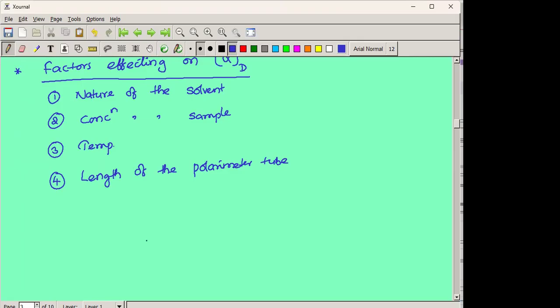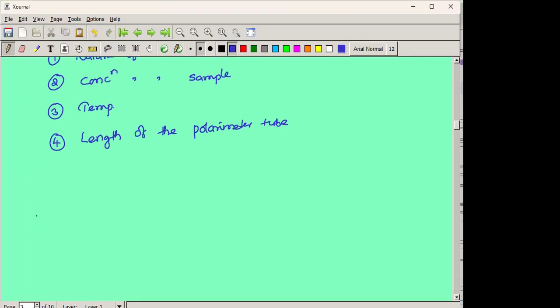And the wavelength of the D lamp. So there I am writing D, see. That is considered as the wavelength. Wavelength of the sodium D lamp or vapor lamp. Generally we use 589 nanometers.